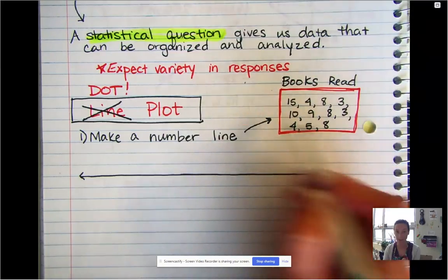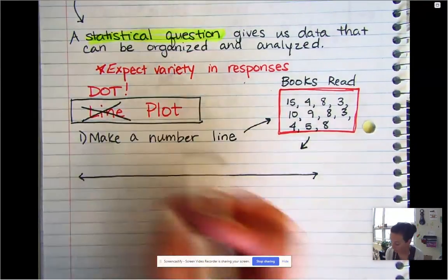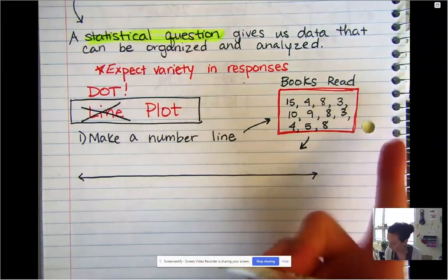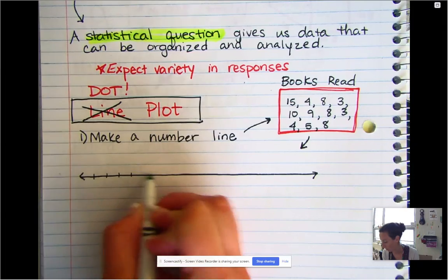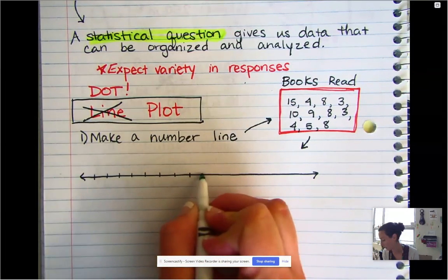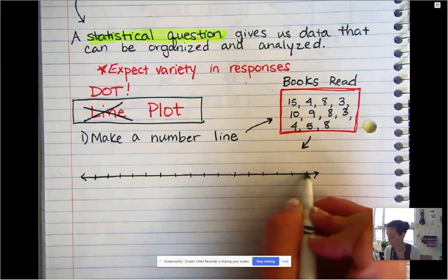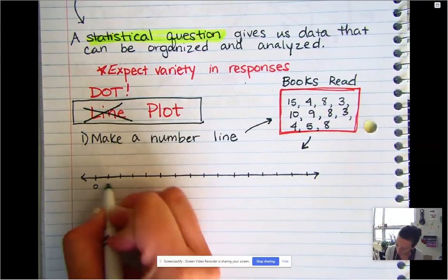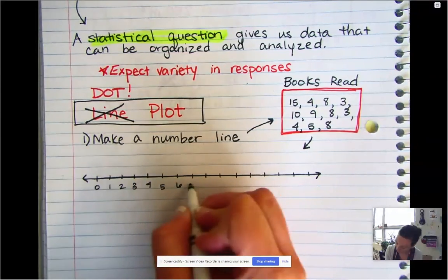All right, so on my number line, I need to make sure that all of these numbers, anything that's in that box needs to be included on the number line. So I'm going to say, if I have 15 lines, I'll be okay. 1, 2, 3, 4, 5, 6, 7, 8, 9, 10, 11, 12, 13, 14, 15, 16. Even better, I can start with 0. Okay, and then I have to number the number line, obviously.